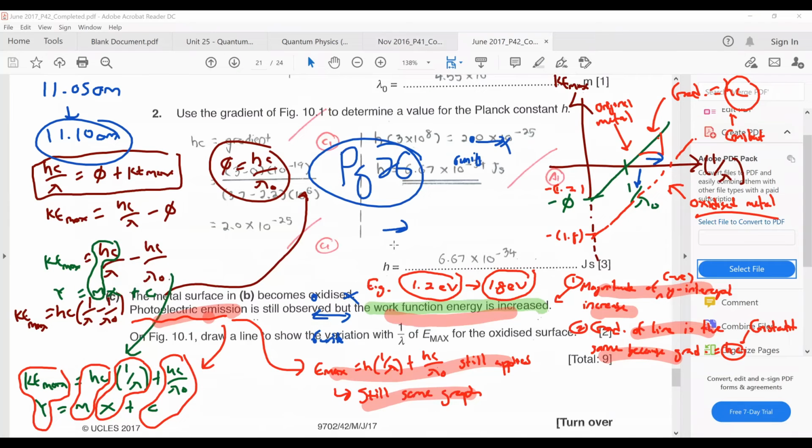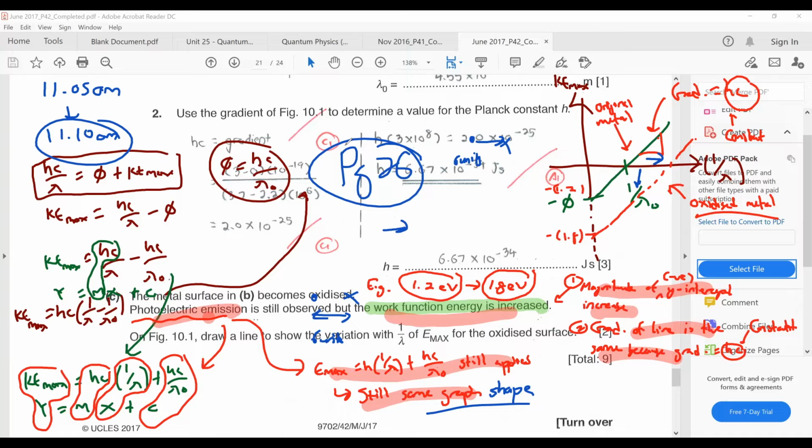This part here just now I mentioned, because it's still photoelectric emission, this equation still applies. This part I wrote, still same graph, right? Not exactly same graph, still same graph shape. That will be a more appropriate term to use. It will still be the same graph shape, not the same graph in itself, but the same graph shape.